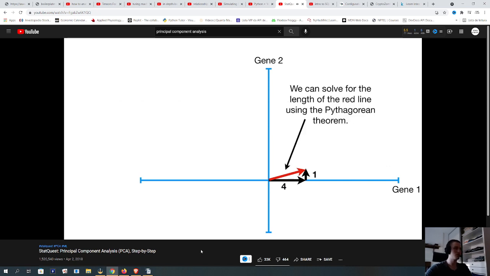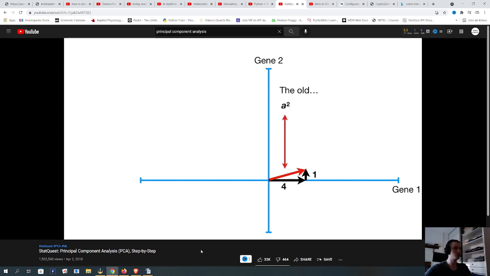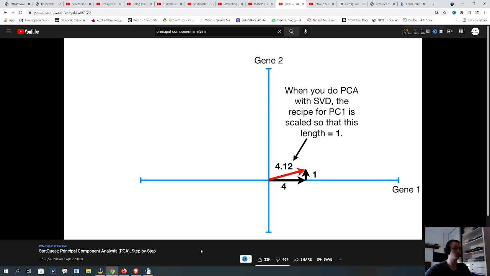The recipe for PC1, going over 4 and up 1, gets us to this point. We can solve for the length of the red line using the Pythagorean theorem. The old a squared equals b squared plus c squared. Plugging in the numbers gives us a equals 4.12. So the length of the red line is 4.12. When you do PCA with SVD, the recipe for PC1 is scaled so that this length equals 1.